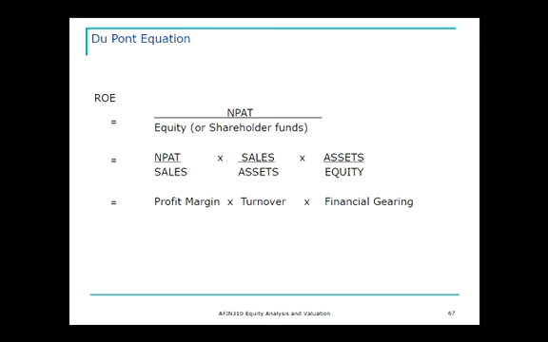Here we've described ROE in terms of a breakdown. So this is the DuPont equation. It breaks down the ROE into different components. We can split the standard ROE equation from NPAT over equity down to profit margin by turnover by financial gearing. As a manager, if you can change any of these three levers, you can improve your ROE. This is also good to show us where a company has gone wrong with one of these components.